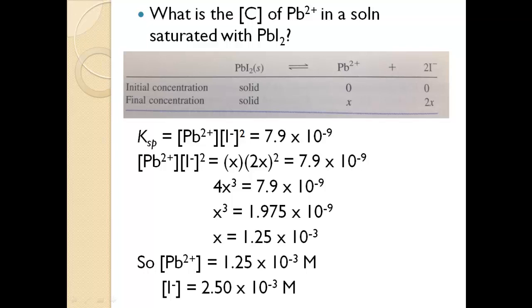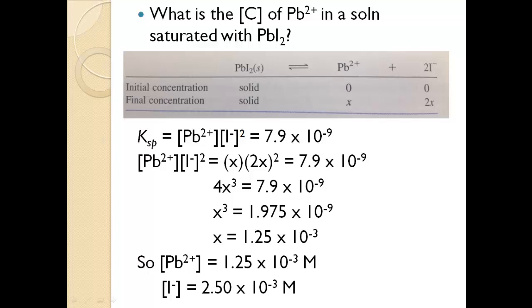So that's actually 2X. This is when these charts become important, because you have to really make sure that you look at your balanced reaction and put everything that you need down in these charts. So you have X for Pb2 plus because there's only 1 mole of that lead ion. You have 2X because there's 2 moles of that iodide. Now you write your Ksp equation. We already saw it. It was lead 2 plus times iodide, with that superscript because there's 2 of them. So that equals 7.9 times 10 to the negative 9.